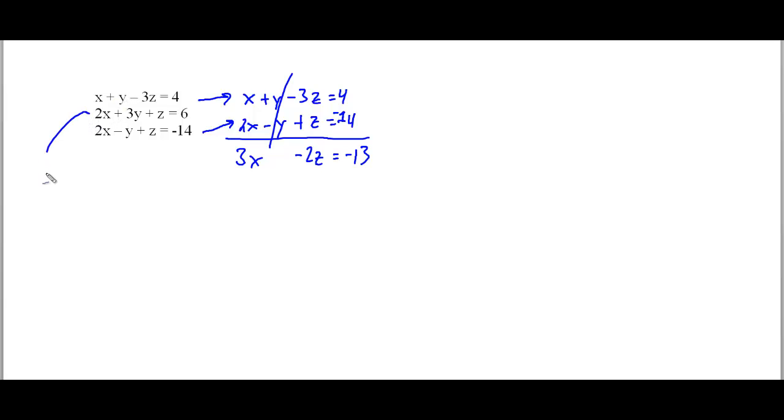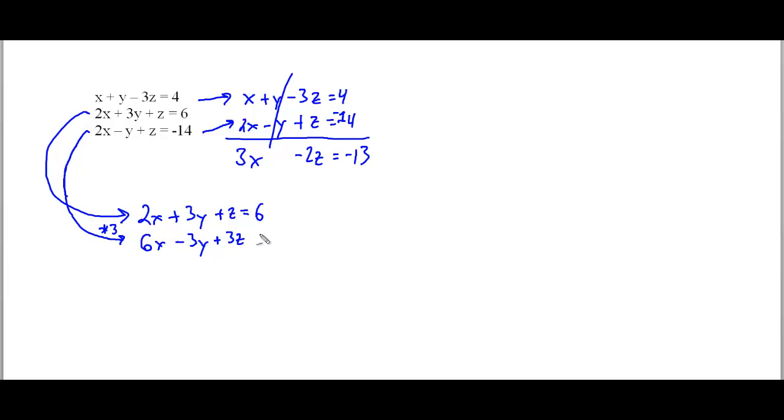I think I'm going to do the middle line right here, the 2x plus 3y plus z equals 6, with the bottom line. The reason I chose the middle and bottom instead of the middle and the top is that the middle line and the bottom line actually has a negative for the y. So if I multiply by 3, then I'm going to get my 6x, my negative 3y, plus 3z, and then 14 times 3. 14, 28, 38, negative 42.